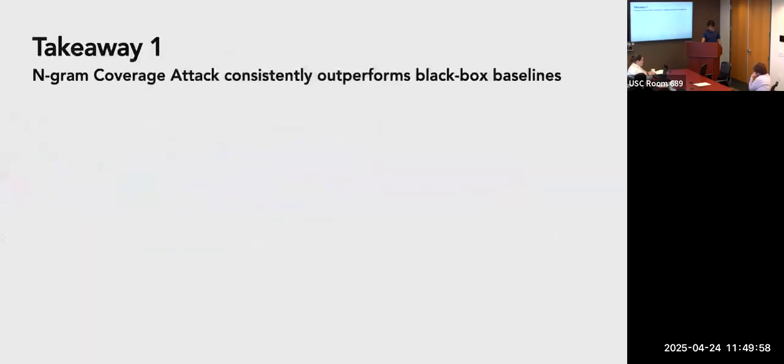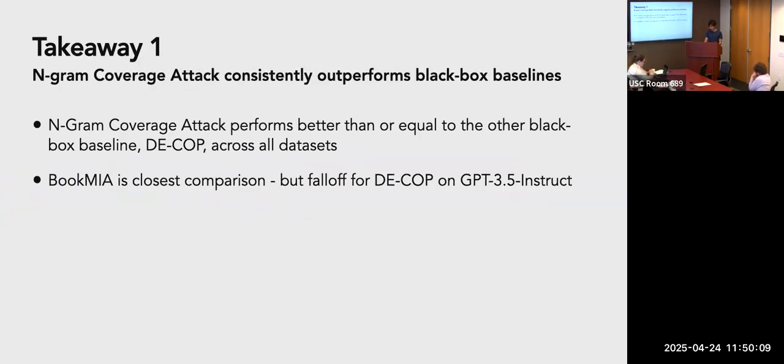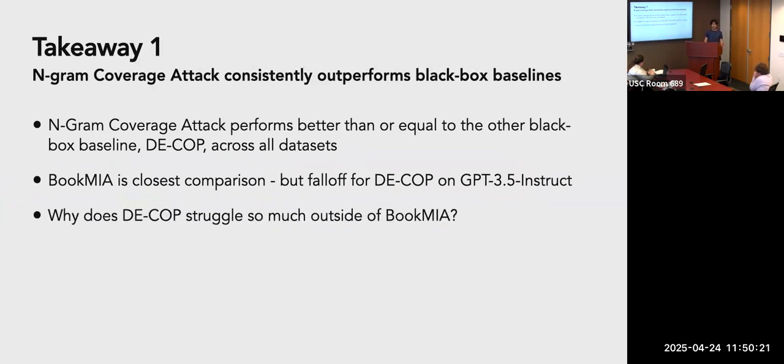Okay, so what are the takeaways? Takeaway 1: our method, n-gram coverage attack, performs better than or equal to the black box baseline across all data sets, which is very nice. Like I mentioned, we have this close comparison on book MIA, but even on the same data set, you have this fallout for DeCop on 3.5 instruct. So why might this baseline be struggling so much outside of this context? I will note this book context is the same context it was evaluated on in their paper. That's what they chose to report, as well as one other data set about arXiv papers.